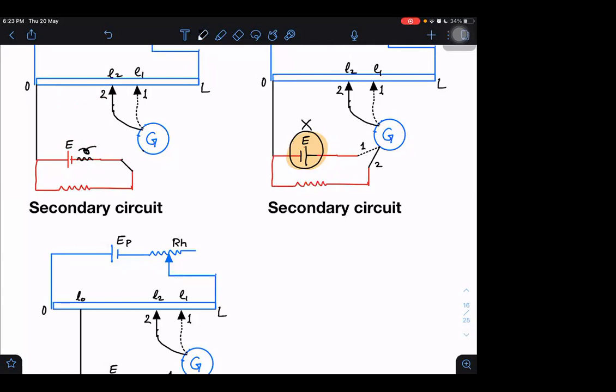So fine, now the switch is here. This is the switch. I can put it in this position, or I can put it in this dotted position.